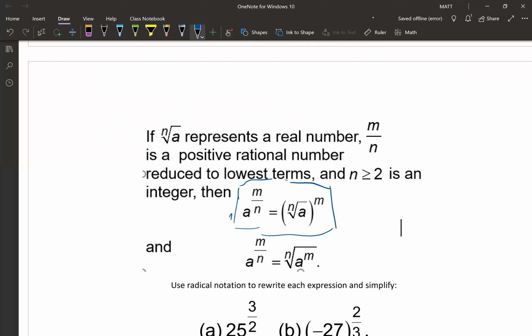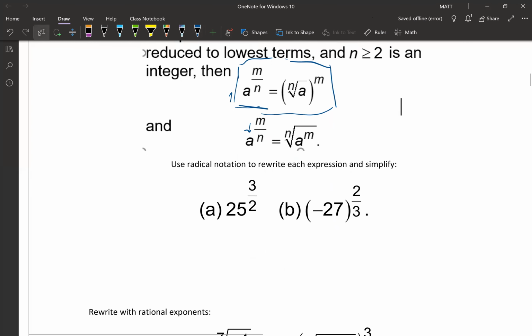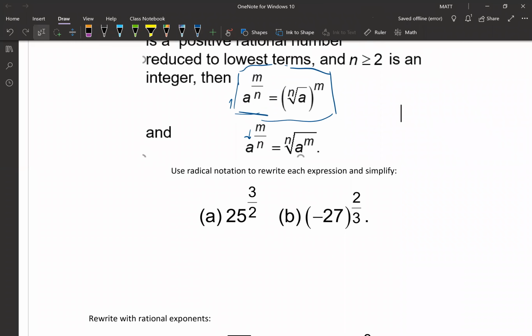So if we have a to the m divided by n power, that's the same thing as saying we just have the nth root of a, and all of that is raised to the nth power. Okay? But we can also look at it the other way. We can take the exponent m on a, and then we can take the nth root. So we can go either way with this. Okay, so we can use those new rules to rewrite each of these in radical notation.